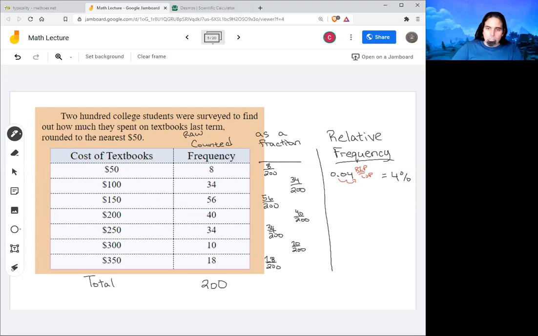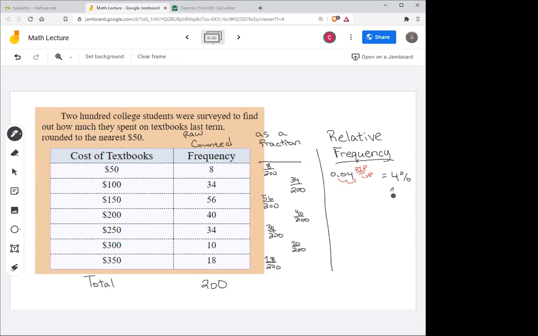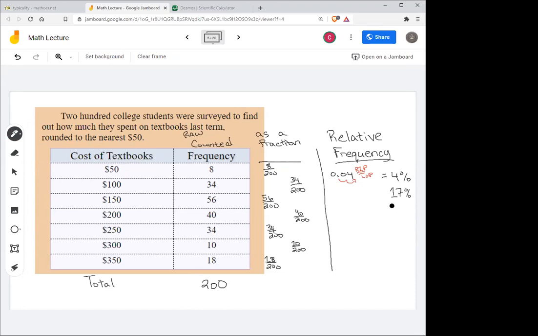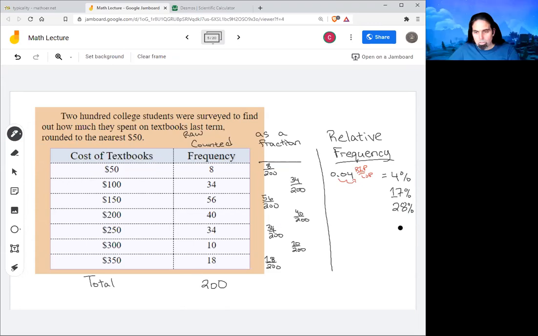What's the next percentage going to be for 34? 17%. Exactly. 56, 28. 40. Are you seeing the pattern?